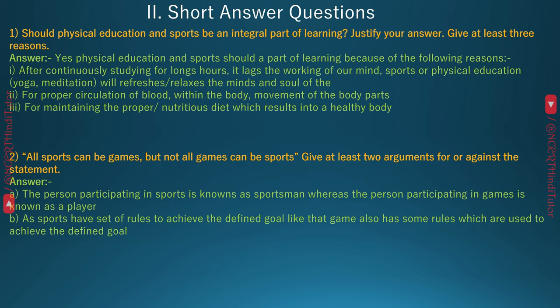Question 2. All sports can be games, but not all games can be sports. Give at least 2 arguments for or against the statement. Answer. A. The person participating in sports is known as a sportsman, whereas the person participating in games is known as a player. B. As sports have sets of rules to achieve the defined goal, games also have some rules which are used to achieve the defined goal.